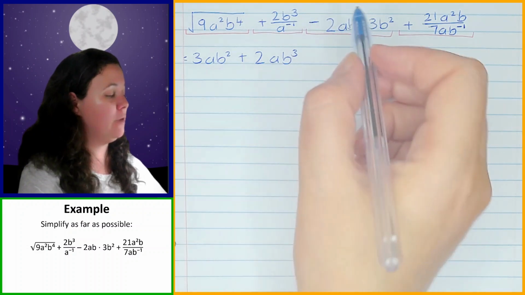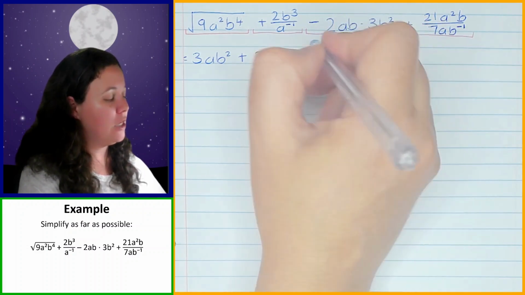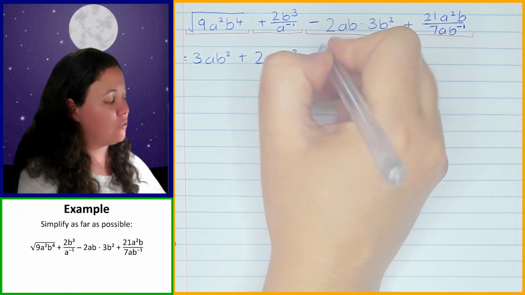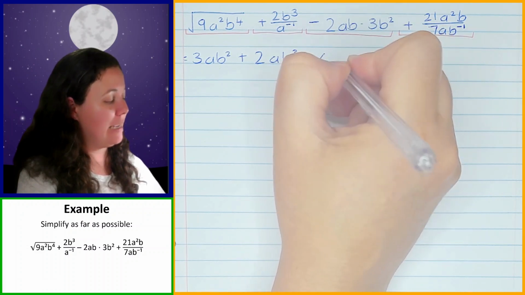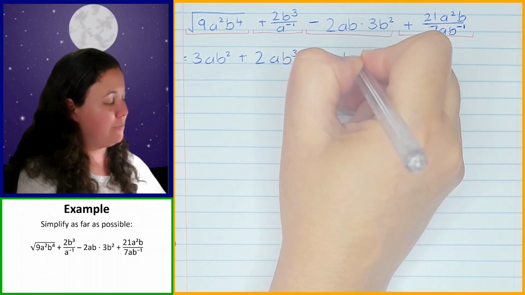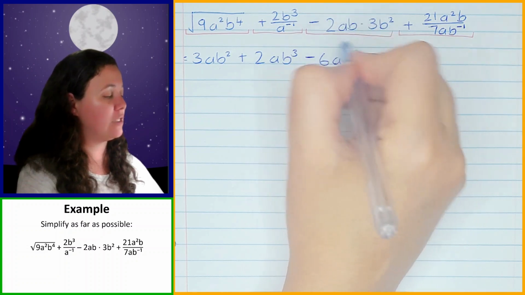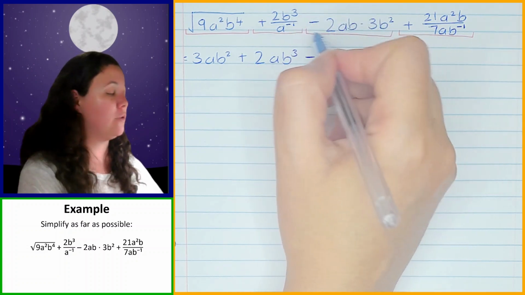Now my third term, I've got a negative times a positive, so it's minus 2 times 3 is 6, and then a, and then b times b squared is b cubed. Okay, so that's what I had to do for the third term. I just had to do the multiplication.